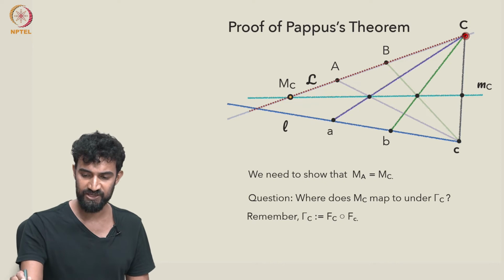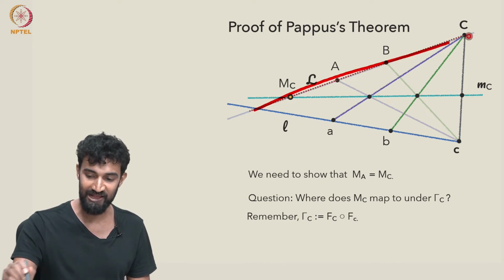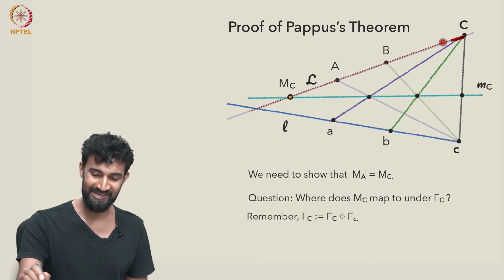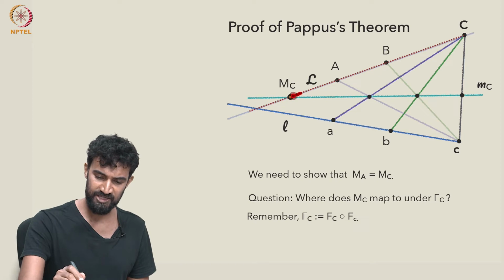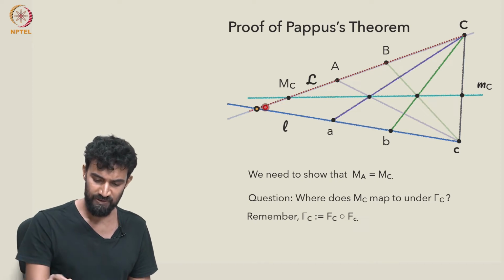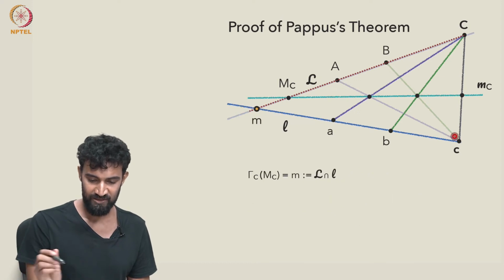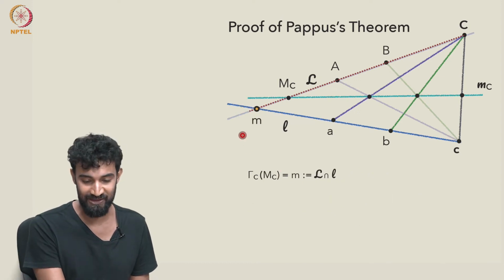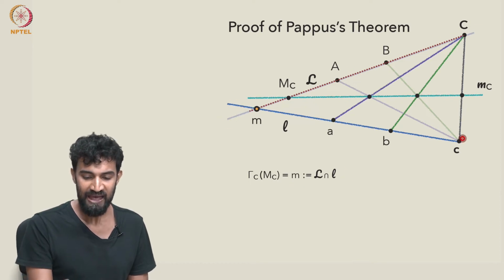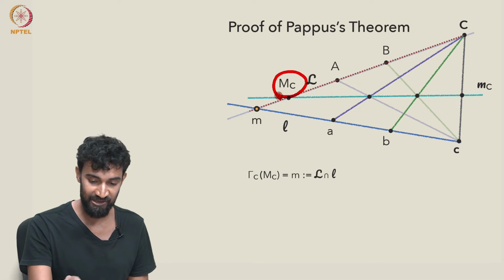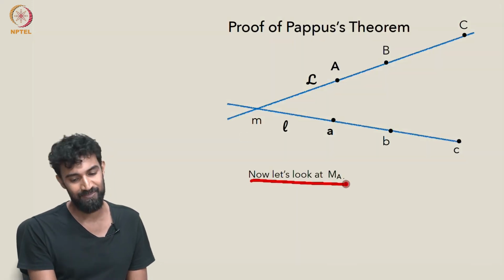But we know that MC lies on the line capital L. And C also lies on the line capital L. So the projection via C is going to send this to this point here where capital L meets little l. So let's call that point M, little m. Little m is defined to be the point where capital L meets little l, and gamma c sends capital MC to little m. Now let's look at what happens to MA.